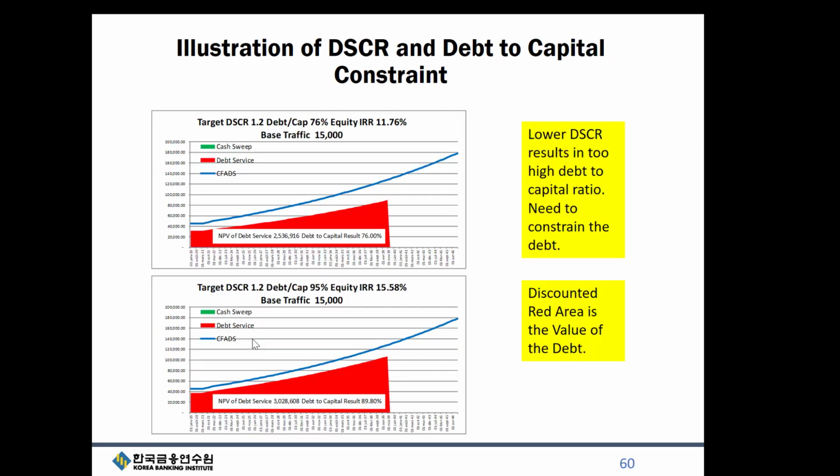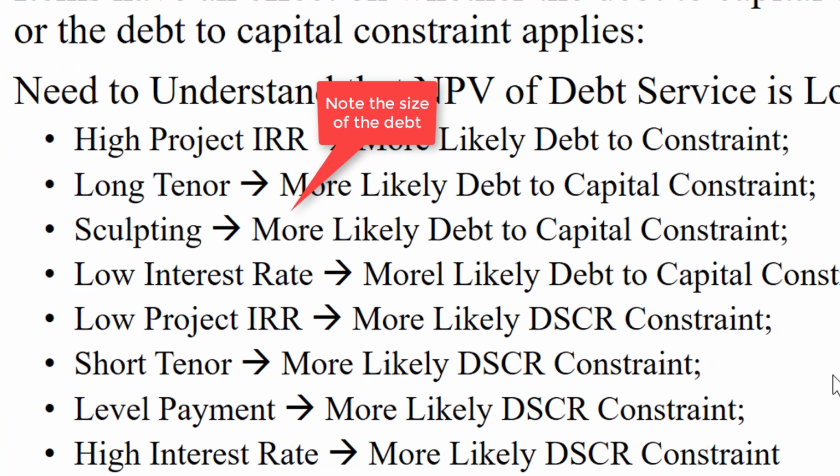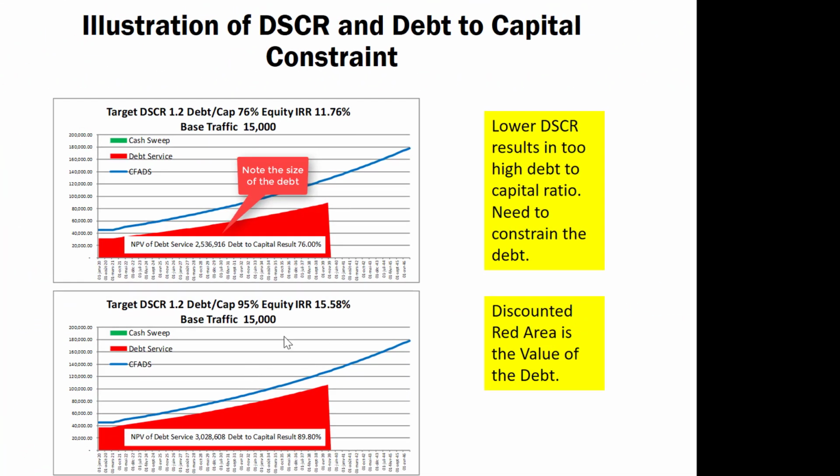Okay. Then this is the kind of fundamental formula. The discounted red area, where the discount rate is the interest rate on the debt, that is the value of the debt. That's how the DSCR and the debt to capital come into play together.